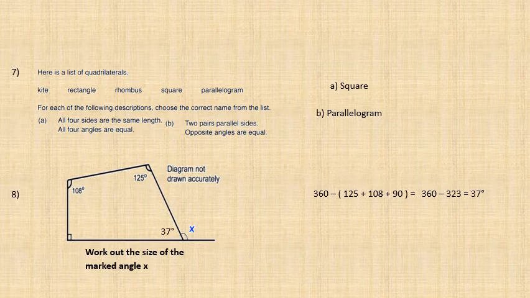And after that, I know that these two angles are supplementary angles, so all I'm going to do here is just subtract 37 from 180 degrees, so it's going to equal 143 degrees. So right now I worked out the angle x, which equals 143 degrees.